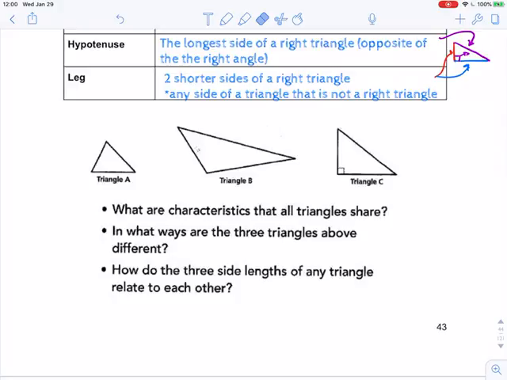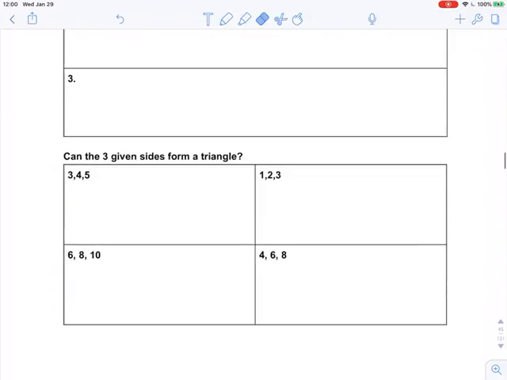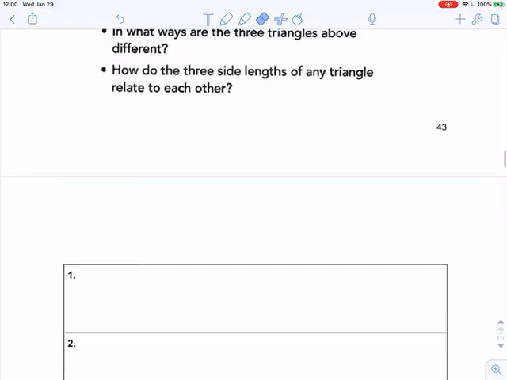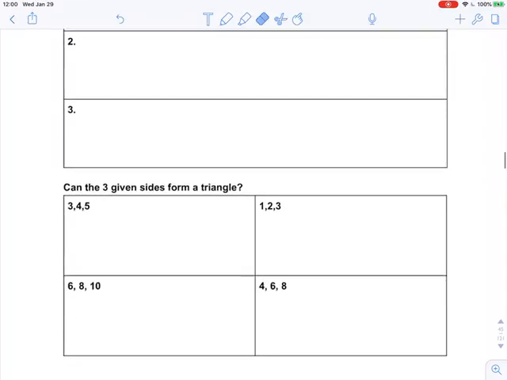Okay, so they ask some questions here. Read them over and think about them, but I'm not going to write them down for the sake of time. What are some characteristics that all triangles share? They have three sides and three angles. All angles add up to 180. The sum of the two shorter sides has to be longer than the third. How do the three side lengths of a triangle relate to each other? We'll talk about that one.